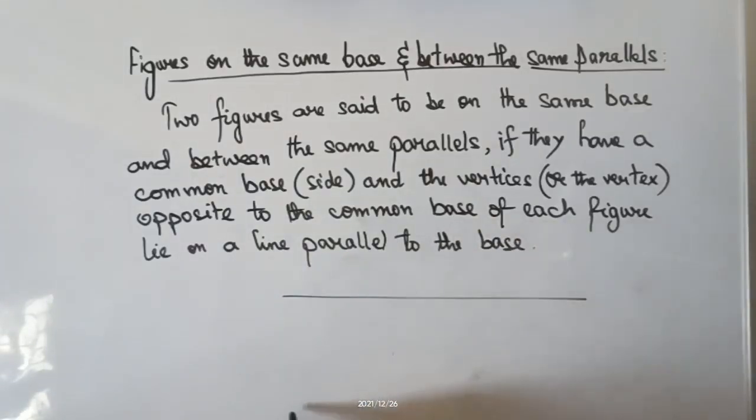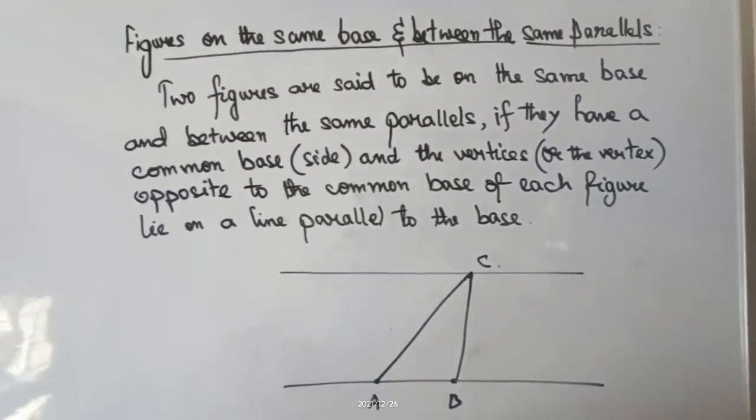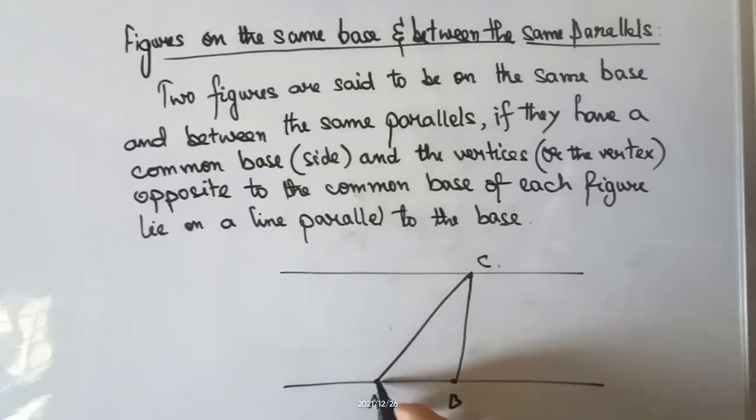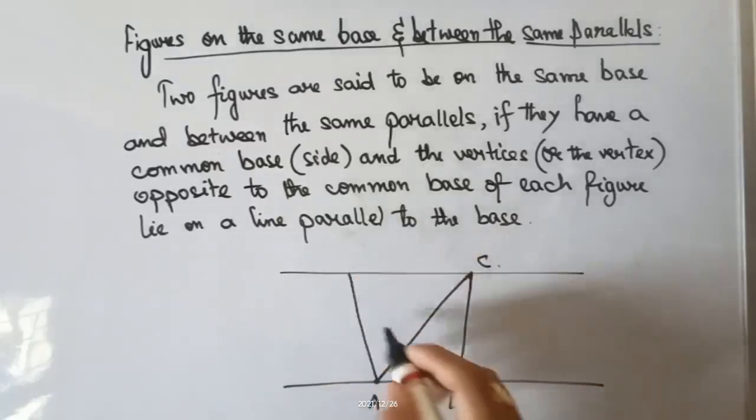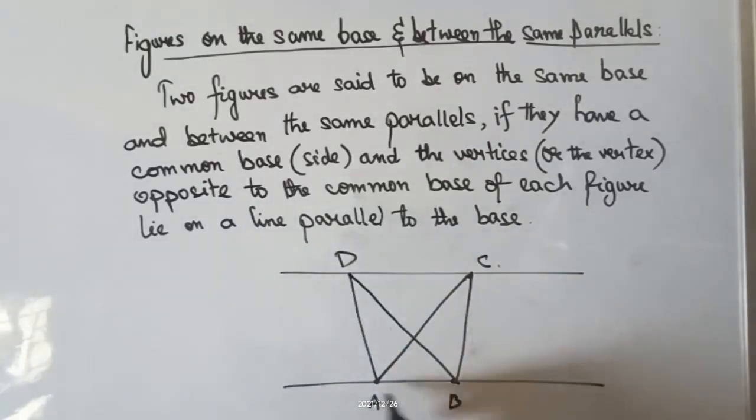For example, let me draw two parallel lines, and let me construct a triangle ABC between these two parallel lines. With the same base AB, let me construct another triangle, or another figure, maybe a quadrilateral. Let me draw a triangle first, triangle ABD. These two triangles ABC and ABD are two figures with the same base AB and between these two parallel lines. So two figures are said to be on the same base and between the same parallels if they have a common base and if they lie between the two parallel lines.